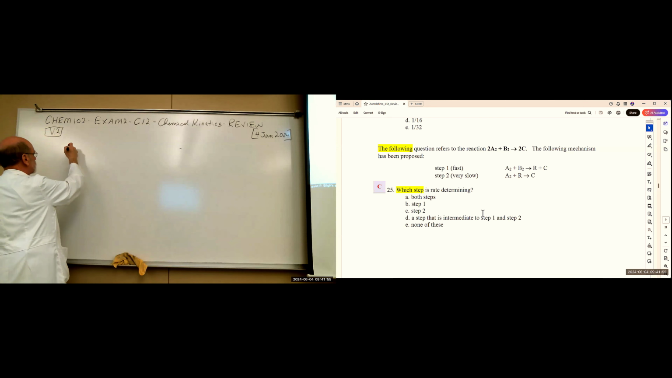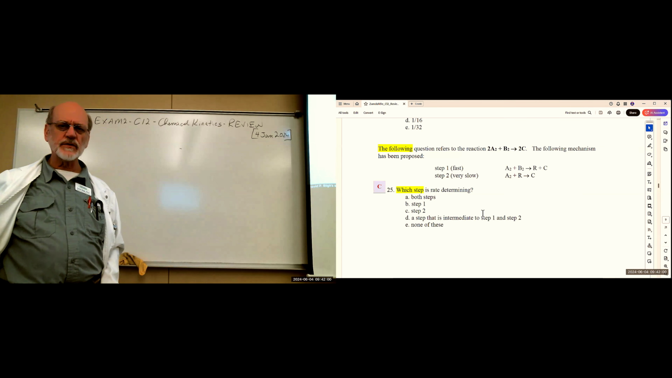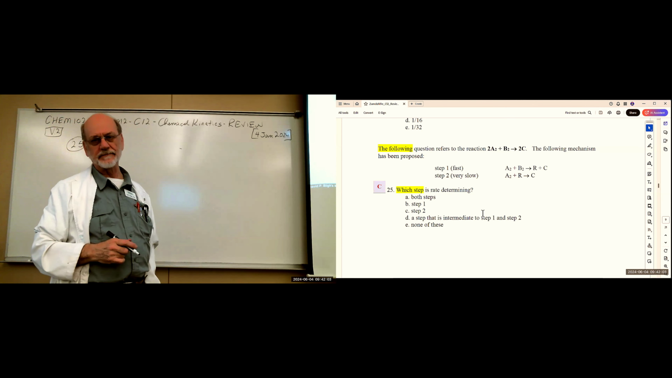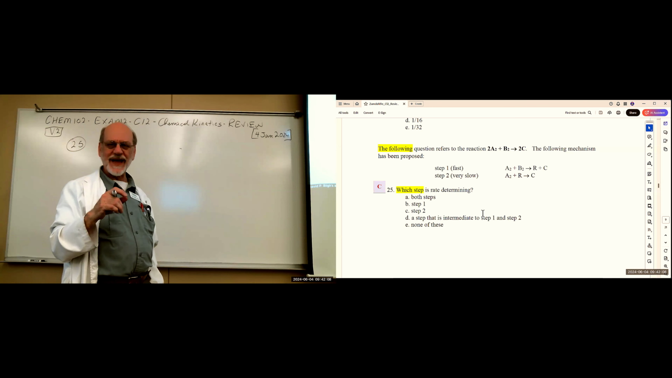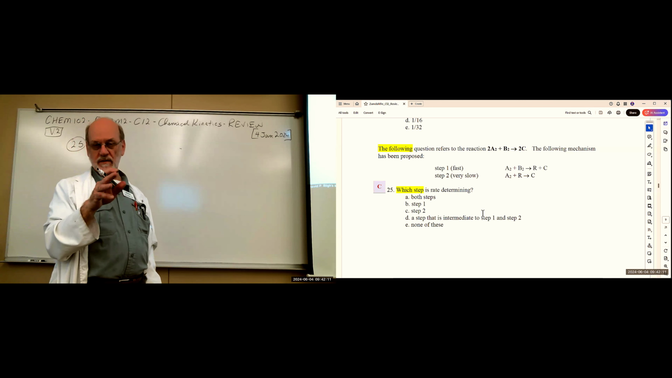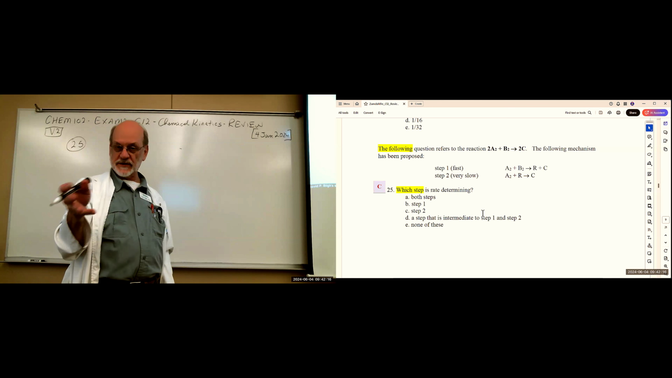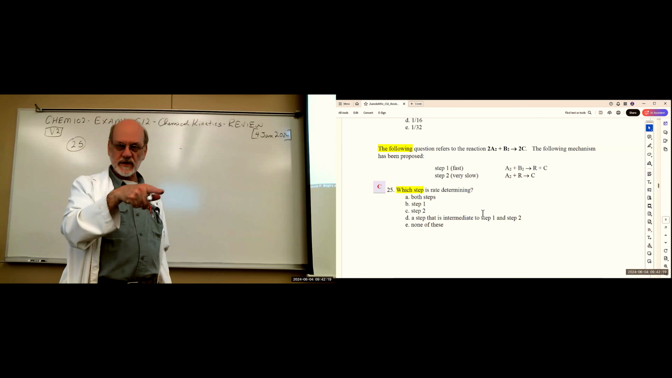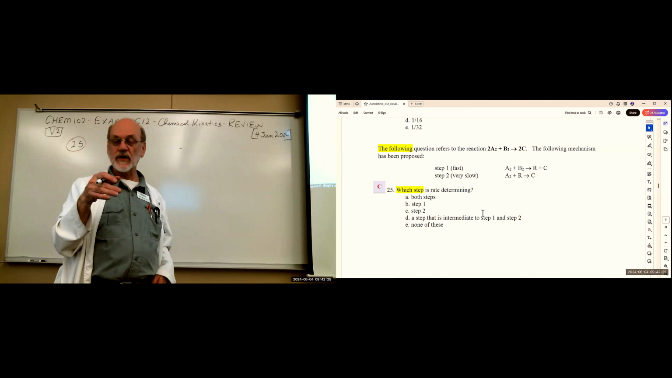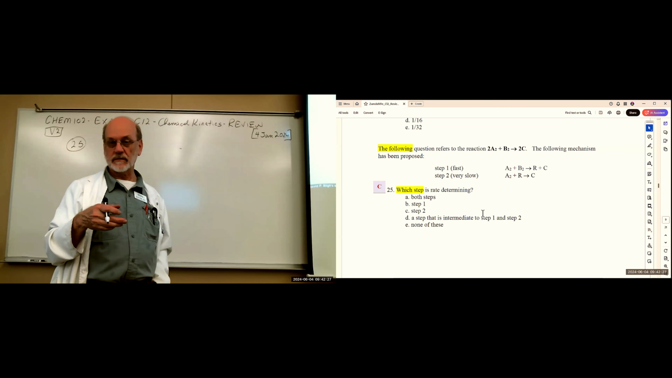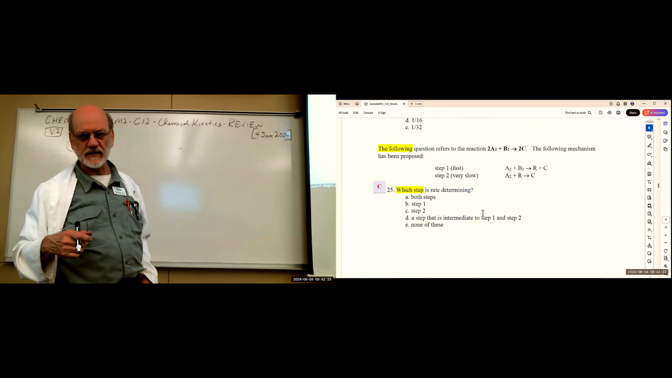25 is based upon the reaction 2A2 plus B2 yields 2C. The following mechanism is proposed. So we have a fast step where A2 and B2 get together and make an intermediate R plus a C. And then that R reacts with another A2 and makes another C. So if we add them together, we get the overall equation because the R's cancel. So what's the question? Which step is the rate determining step?